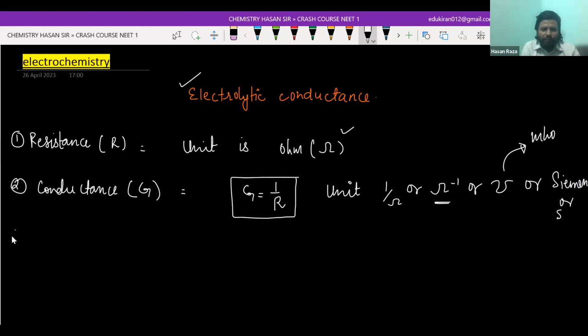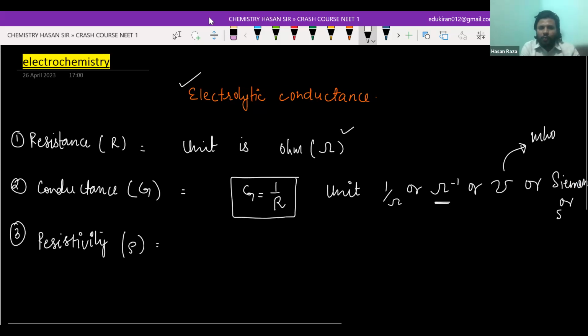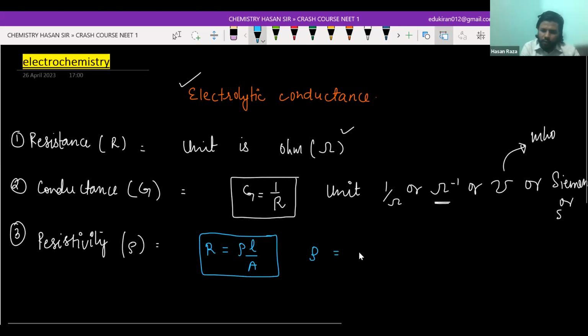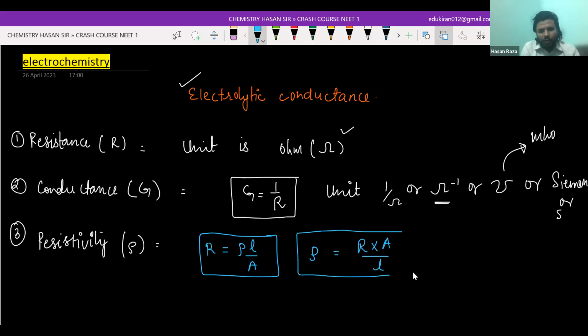So these are all units of conductance. After conductance, we have specific resistance, or we call it resistivity. Resistivity, we denote it with rho. You already know that resistance is directly proportional to length and inversely proportional to area. And we got a formula in current electricity, R = rho L by A. In this way, you can easily calculate the value of rho. Rho will be equal to R into A upon L. This is your formula of rho.